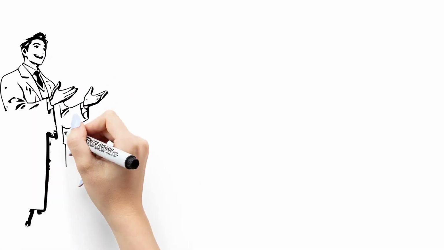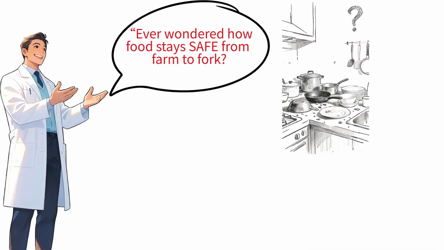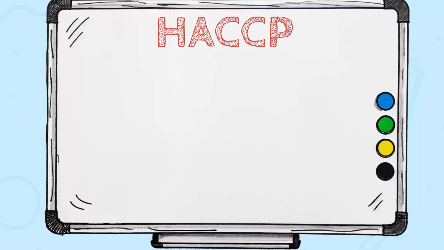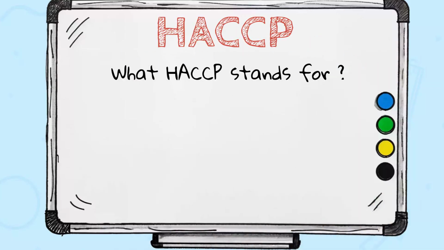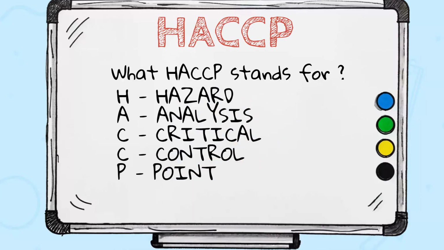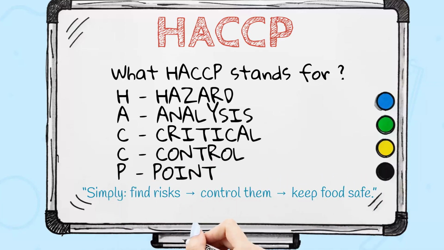Ever wondered how food stays safe from farm to fork? Today we're talking about HACCP, the global food safety superhero. What HACCP stands for? H for hazard, A for analysis, C for critical, C for control, P for point. Simply, find risks, control them, keep food safe.